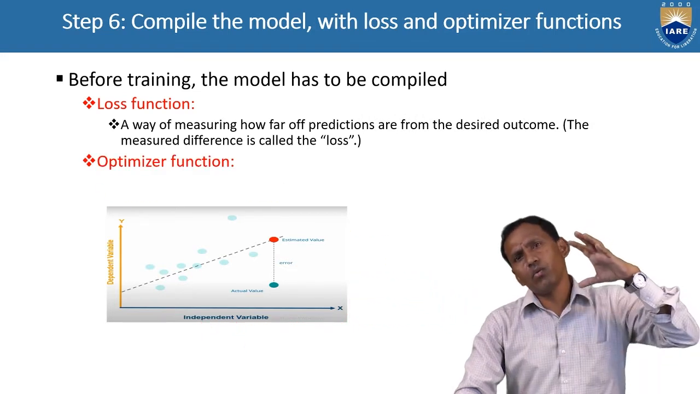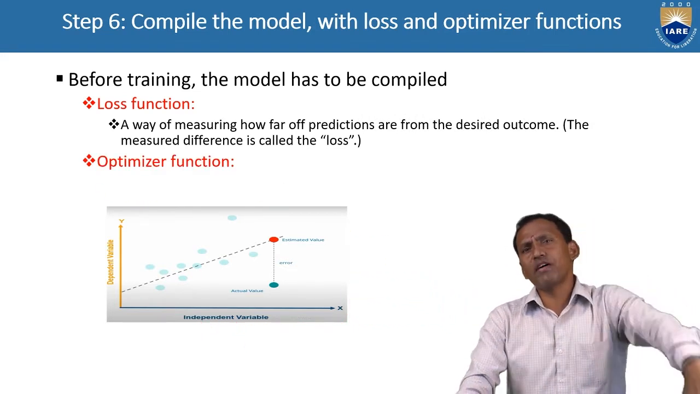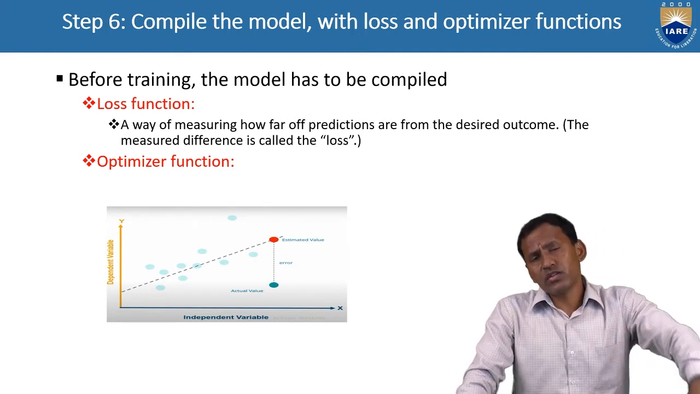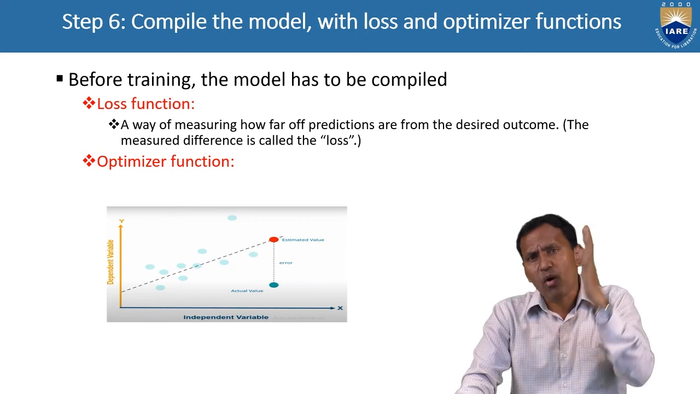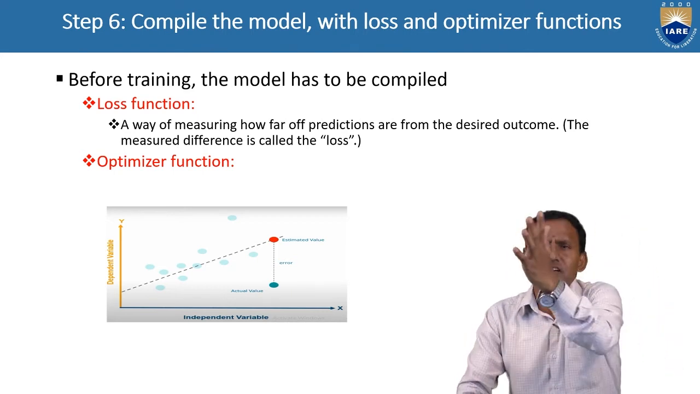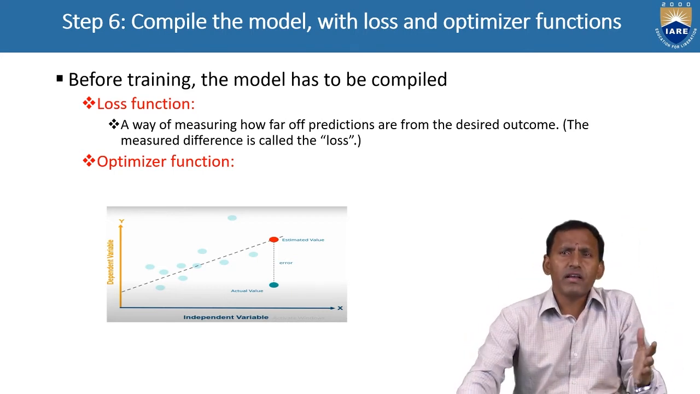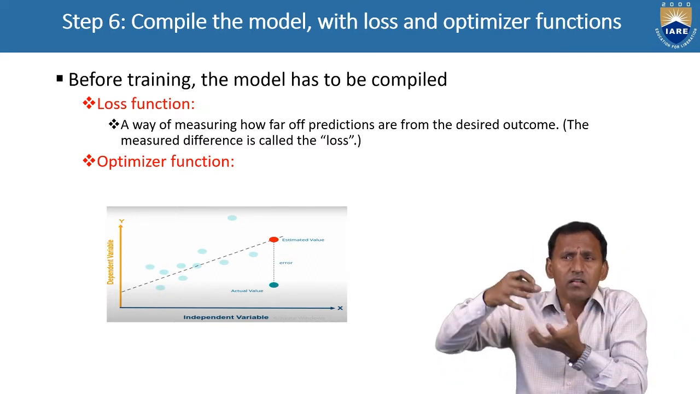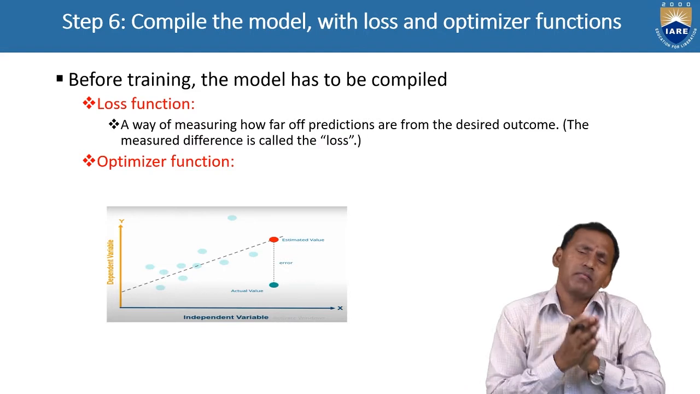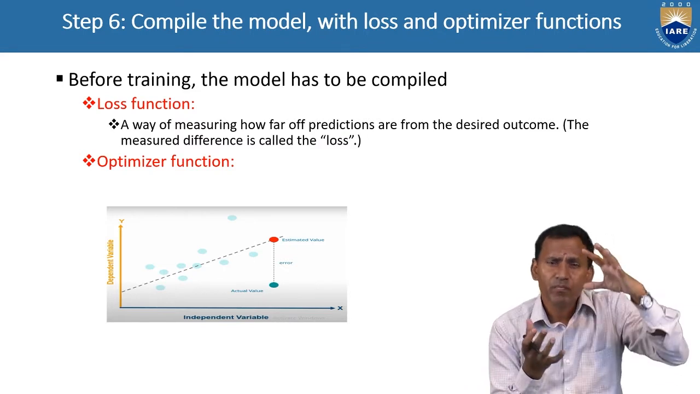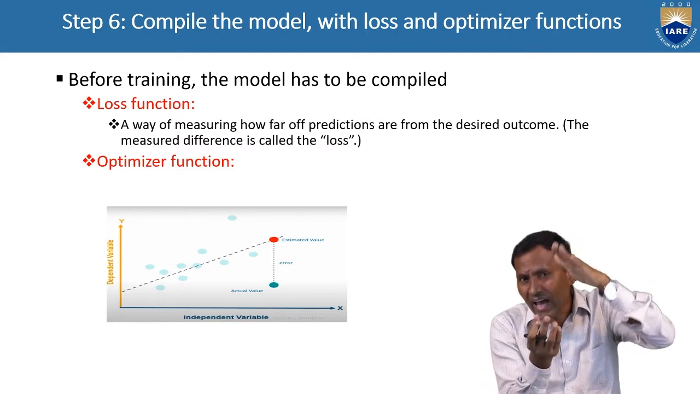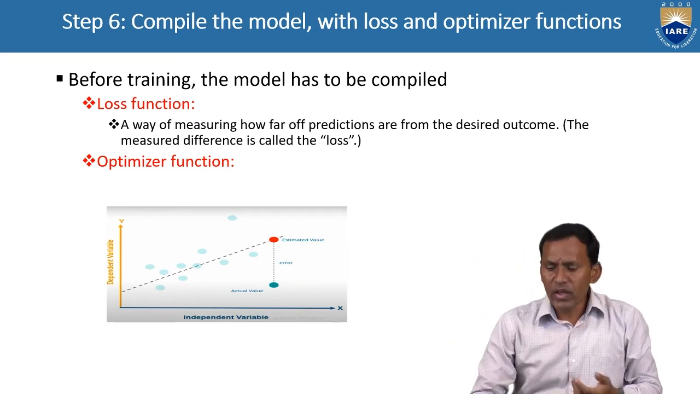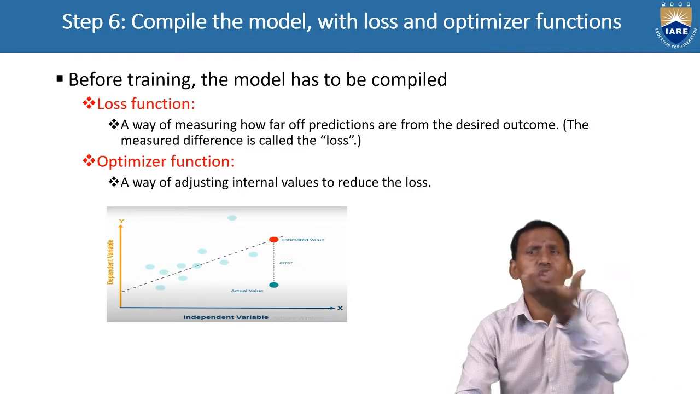This compilation contains two parameters: the loss function and the optimizer function. The loss function in the model, before going for training, measures how far off the predictions are from the desired outcome. It gives us the error between the actual value and the predicted value. By using the optimizer function, we can reduce it.